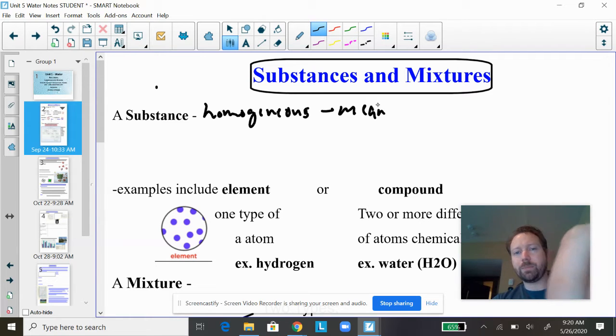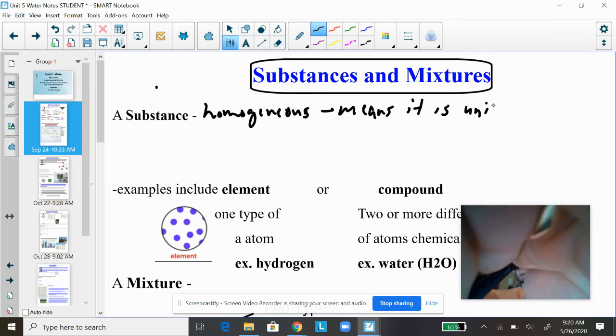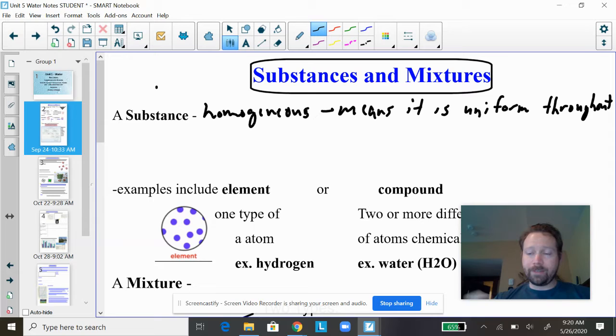So if I take a sample of the substance over here in this sample, I can find the same thing in any other part of the sample. For example, if I have water, pure water, with nothing else, if I have a cup of that, at the top of the cup I'll have water, in the middle of the cup I'll have water, at the bottom of the cup I'll have water. We call that homogeneous, same throughout.